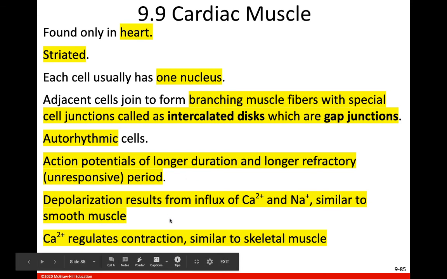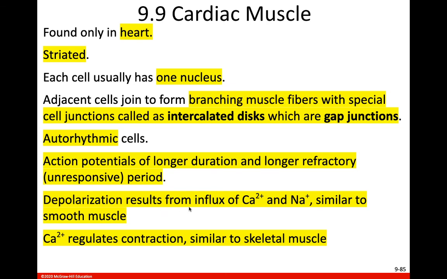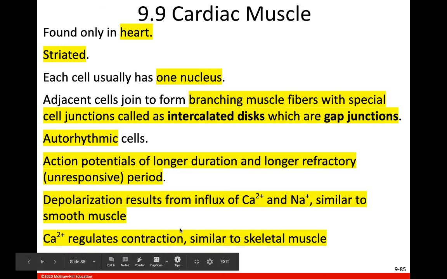Like smooth muscle, cardiac muscle is depolarized when both sodium and calcium are moved into the cell. Remember that skeletal muscle depolarizes when sodium ions move in. Smooth and cardiac both are depolarized when both sodium and calcium ions move into the muscle cell. And then calcium regulates the contraction similar to how it is regulated in skeletal muscle.